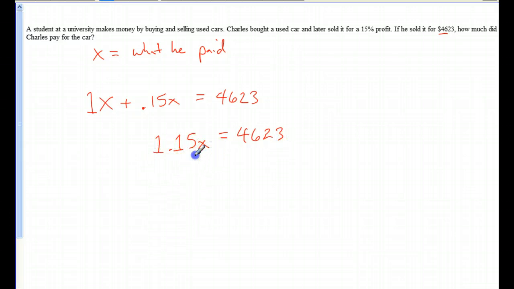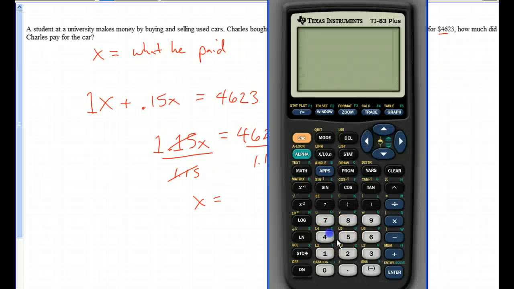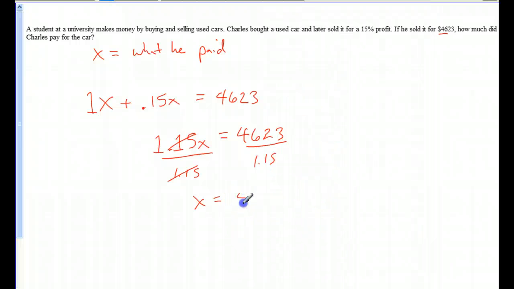This is being multiplied, so we divide it away, and we get x is equal to, go to your calculator, 4623 divided by 1.15 is 4,020. That is what he paid for the car.